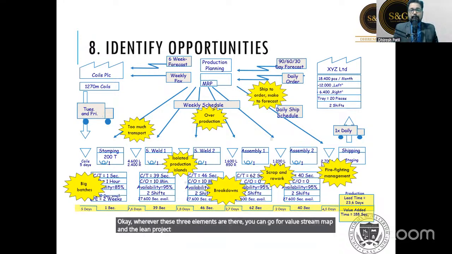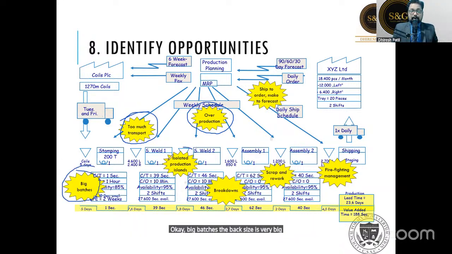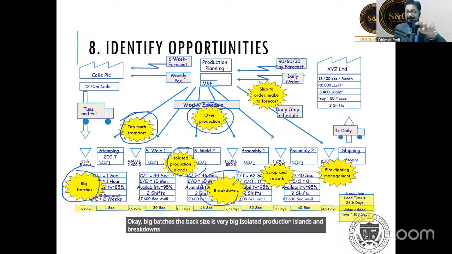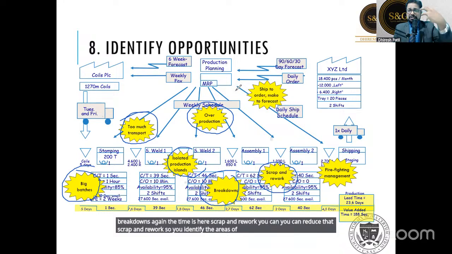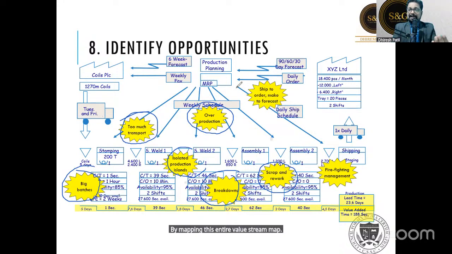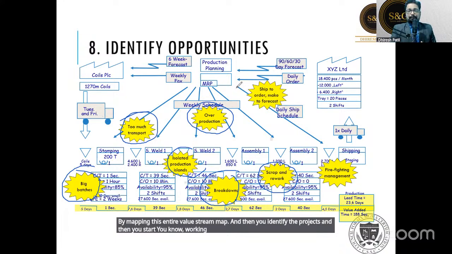So you can see here overproduction, one of the very important wastes. Too much transportation is a waste again. Big batches, the batch size is very big. Isolated production islands and breakdowns. Again, the time is here. Scrap and rework, you can reduce that. So you identify the areas of improvement and inefficiencies in the system by mapping this entire value stream map. Then you identify the projects, start working on them, and improve them. That's how value stream mapping is done and the projects are identified.